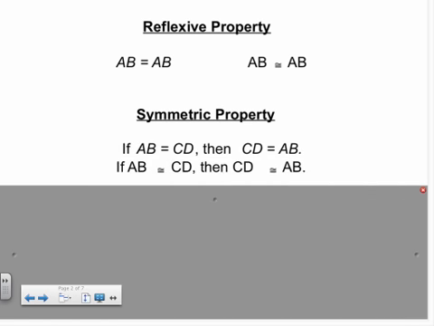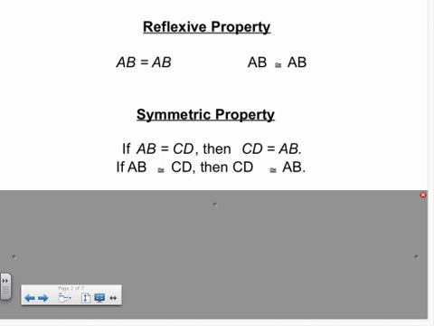Next is the symmetric property. This one's really useful for reordering statements. An example of the symmetric property would be to say, if AB equals 2, then 2 equals AB. If the length of segment AB is 2, then 2 is the length of segment AB. Seems pretty obvious, and I'm sure you've used this property without even knowing it. The same is true then for congruence. If segment AB is congruent to segment BC, then segment BC is congruent to segment AB. This property helps us to set things up for the next property.